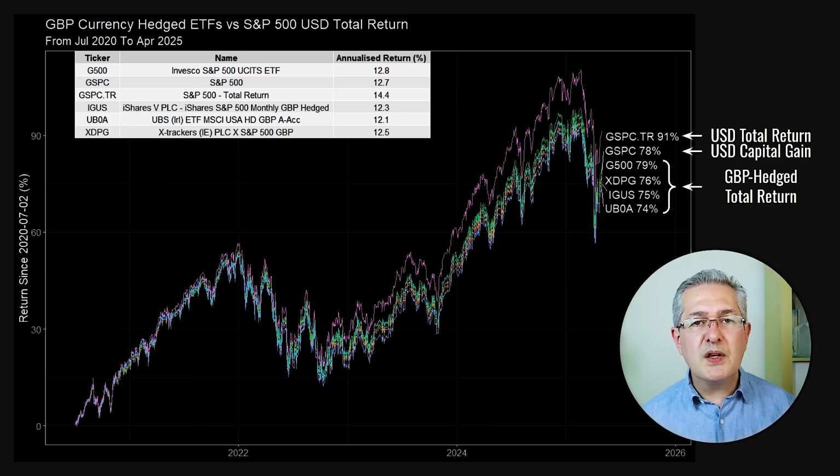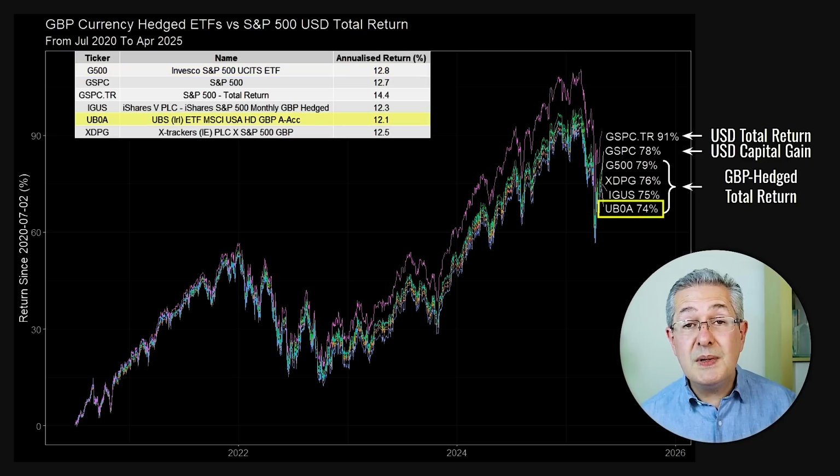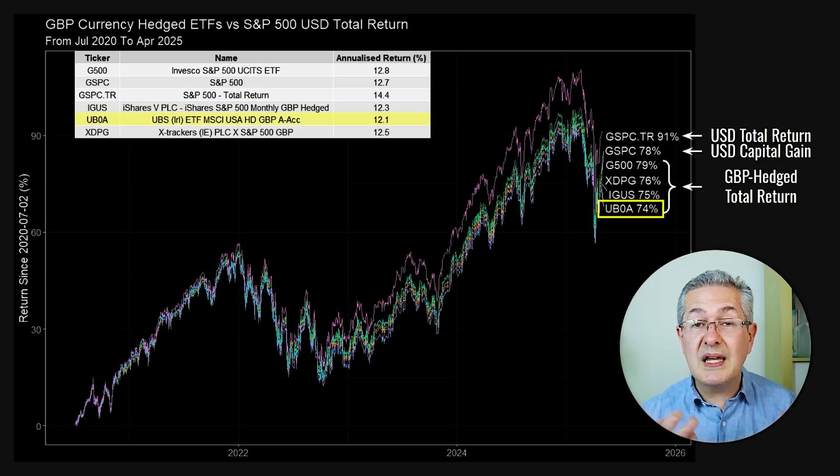But over this period, what you can see is that a fund like G500, this is from Invesco, has performed better than the rest of the funds. Now I've included UB0A, which is the fund from UBS, but that actually tracks a slightly different index. It's MSCI USA rather than the S&P 500. There will be a big overlap between those two indices, but maybe it's not a fair comparison. However, you might want to get that fund if you just want US exposure. Now, of course, that's not a recommendation of any of those funds, and it's always good to do your own research, plot the returns of the various funds through various crises, and work out a fund that works for you.